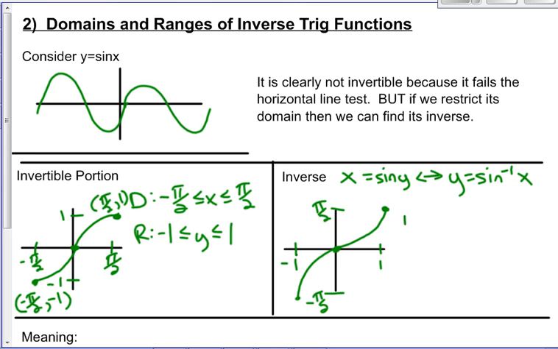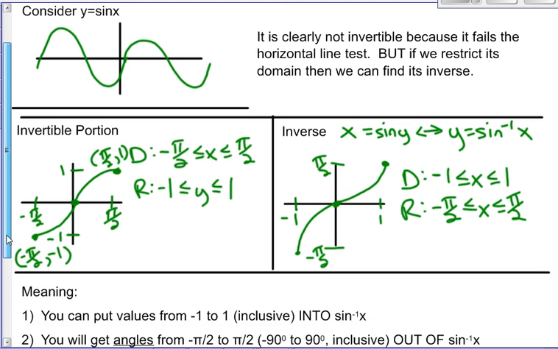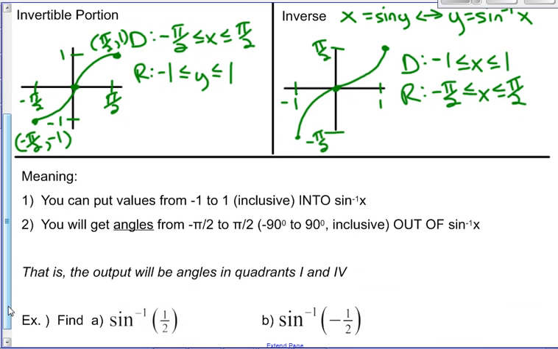Okay, and when we invert, all the x's become y's, and vice versa. So the domain now is from negative 1 to positive 1. And the range is from negative pi over 2 to pi over 2. Okay, that's great. So we know something about what the graph is going to look like. What does it mean? Here's the basics of what it means. You can put values from negative 1 to 1 into inverse sine. And what you'll get out are angles from negative pi over 2 to positive pi over 2, or negative 90 to 90 inclusive.